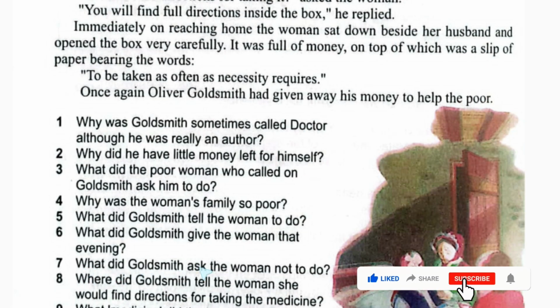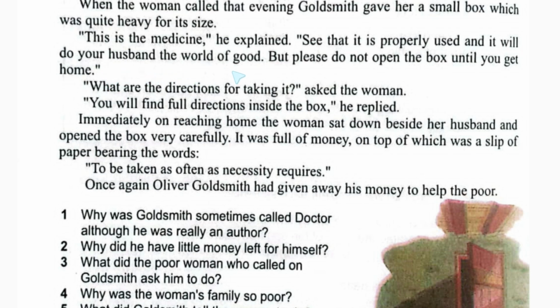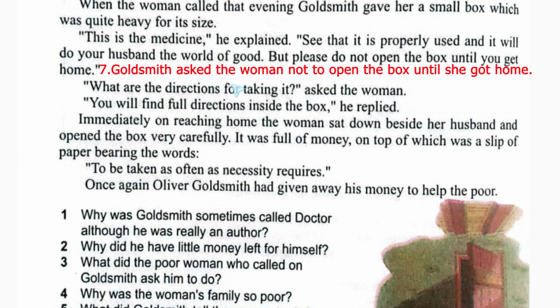Number 7, what did Goldsmith ask the woman not to do? So easy answer, we will find it here. "This is the medicine," he explained. "See that it is properly used and it will do your husband the world of good, but please do not open the box until you get home." So the answer will be: Goldsmith asked the woman not to open the box until she got home.